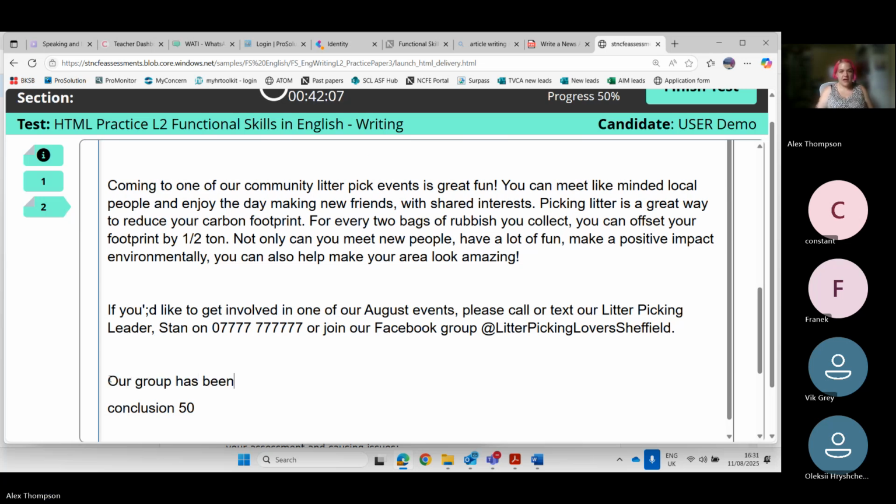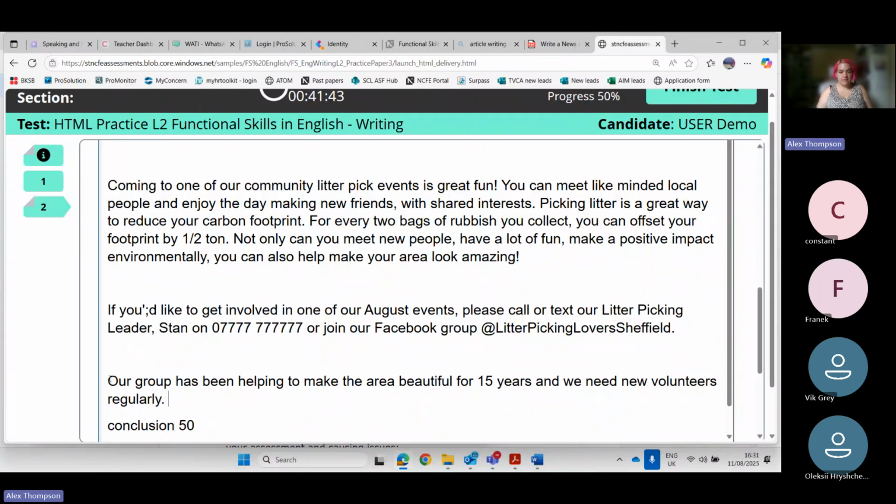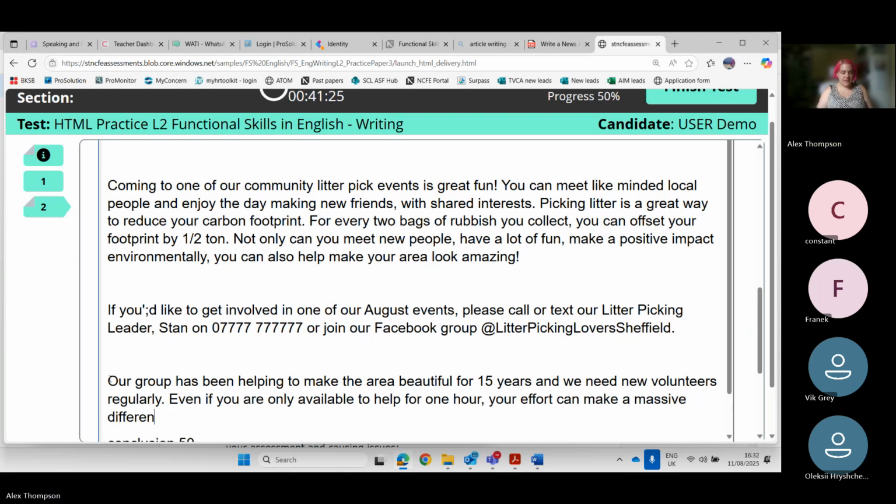Our group has been helping to make the area beautiful for 15 years, and we need new volunteers regularly. Even if you are only available to help for 1 hour, your effort can make a massive difference.